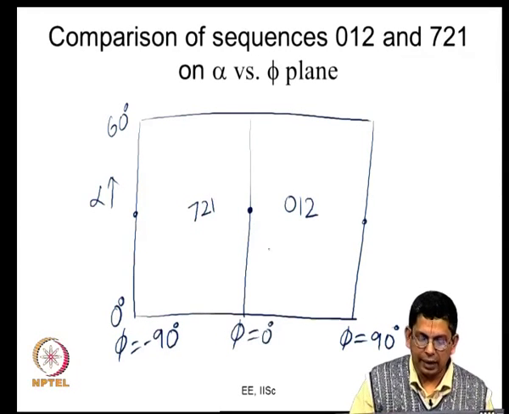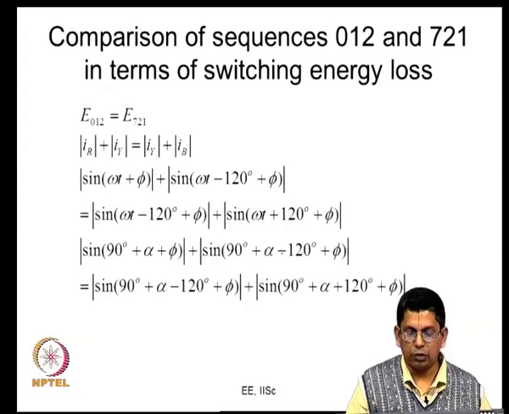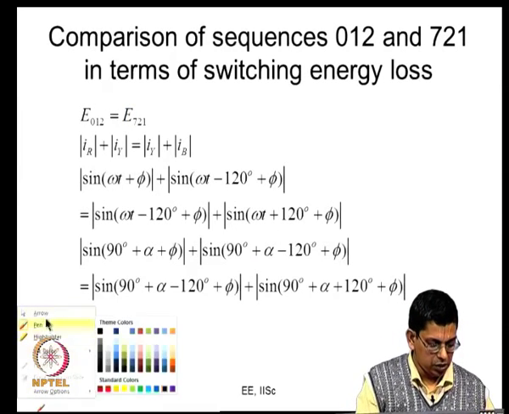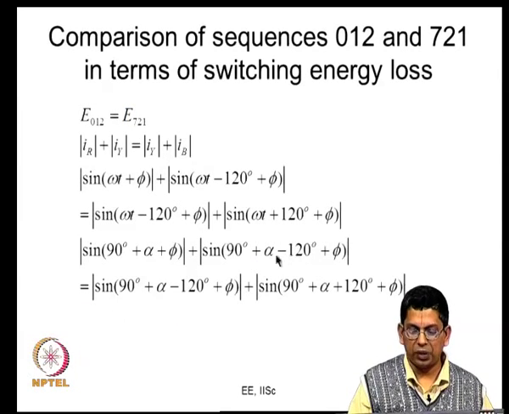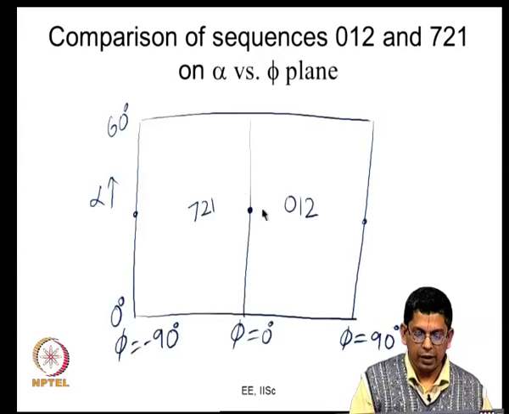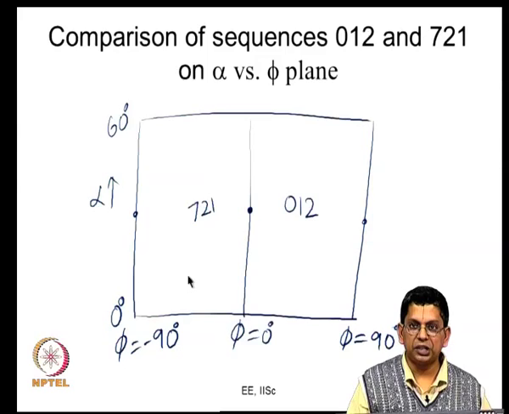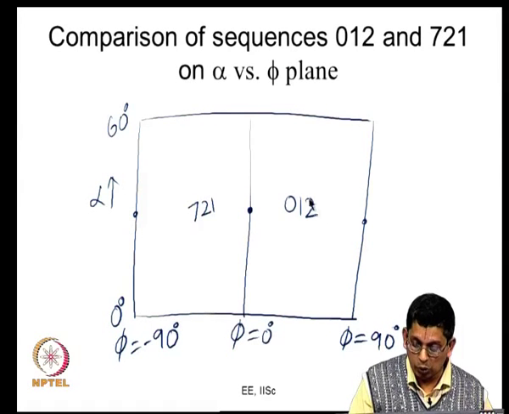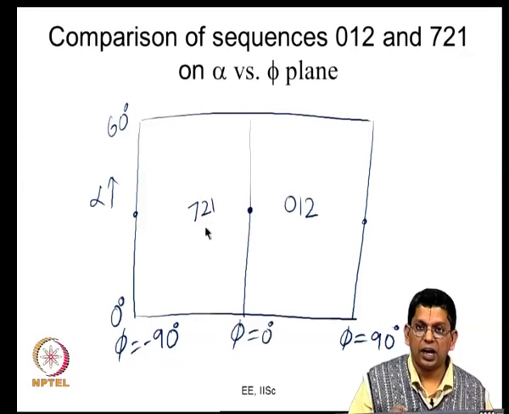Similarly, you will find that both are equal here. You will actually get a line if you solve the previous equation. I am not going to do this, you can just take this as a home exercise. You solve this, you will get the lines that will divide this into two regions. One region of superior performance of 0 1 2 and the other region will be superior performance for 7 to 1. That is, you will set certain combinations of alpha and phi for which 0 1 2 leads to lower loss than 7 to 1 and vice versa.